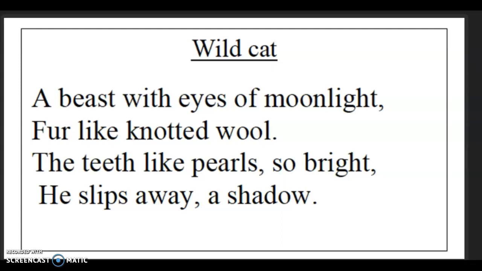Next line, it says fur like knotted wool, and the teeth like pearls so bright. That's lines 2 and 3. And they both use the word like to compare a part of the cat. So fur is being compared to knotted wool, and the teeth are being compared to bright pearls. Those are both similes, and again they add a lot of imagery and allow you to imagine that cat, especially the knotted wool. I can imagine an old scratchy sweater, and this cat is really wild and out on the prowl.